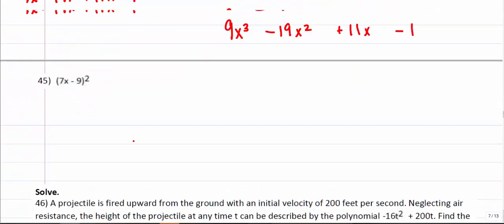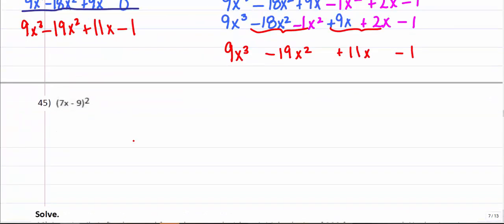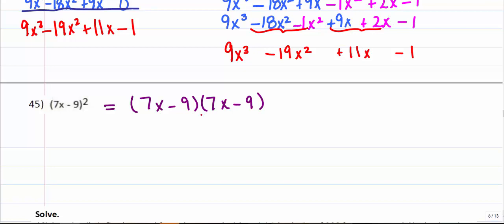All right, the next one, 45, is going to be a FOIL problem. This one is very, very easy to miss or to forget. I see students do this all the time. They'll just want to do 7x squared minus 9 squared. But this is 7x minus 9 times 7x minus 9.